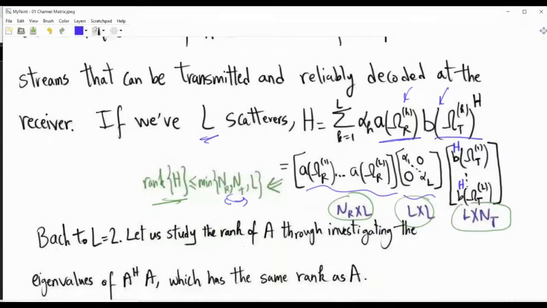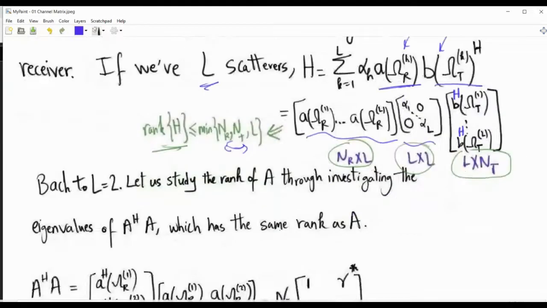Again, it's not a linear algebra problem in which you have a matrix written as three matrices, and you just wonder out of mathematical curiosity what the rank is. This is important. The number of data streams that can be reliably decoded is the rank of this matrix H. So what other problem can arise?